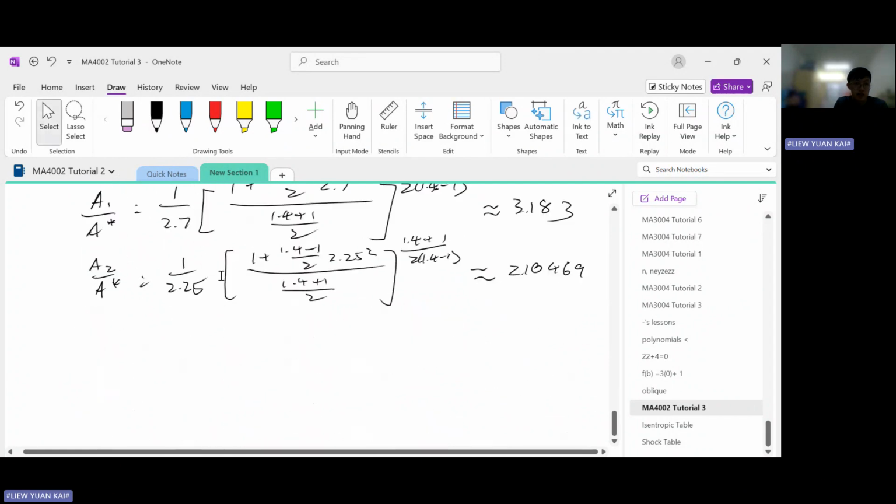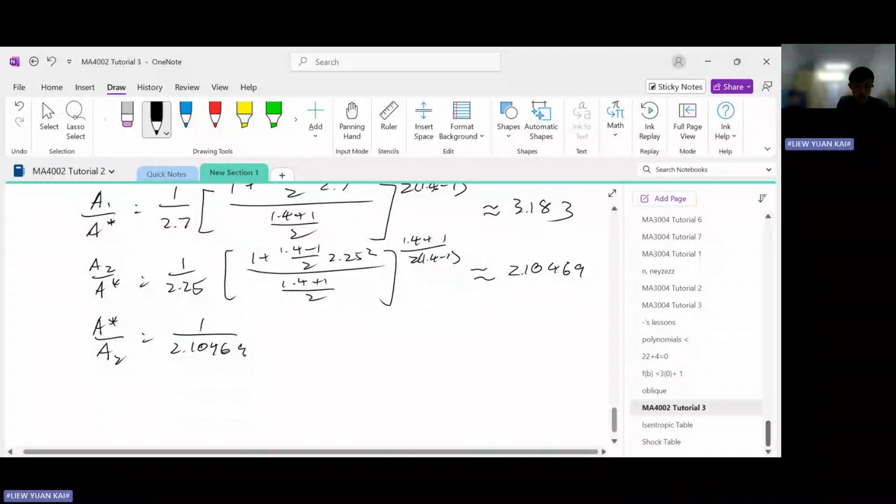So how to get the reciprocal? Well, you simply take 1 over this answer that you got here. 1 over 2.0469, and that will be about 0.475.